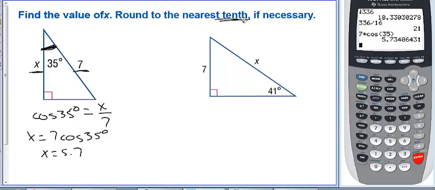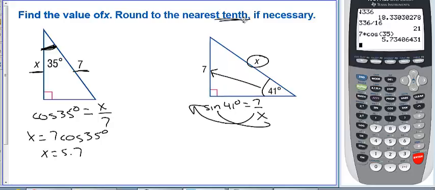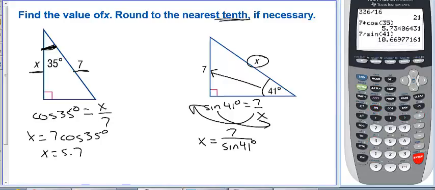How about this one? Well, 41 degrees is that angle down here, so now we have opposite and hypotenuse. That is sine. Sine of 41 degrees is equal to 7 over x. Well, now we can multiply by x and divide by sine of 41. So x is equal to 7 over sine of 41 degrees. So 7 divided by sine of 41. And that's equal to 10.7 rounded.